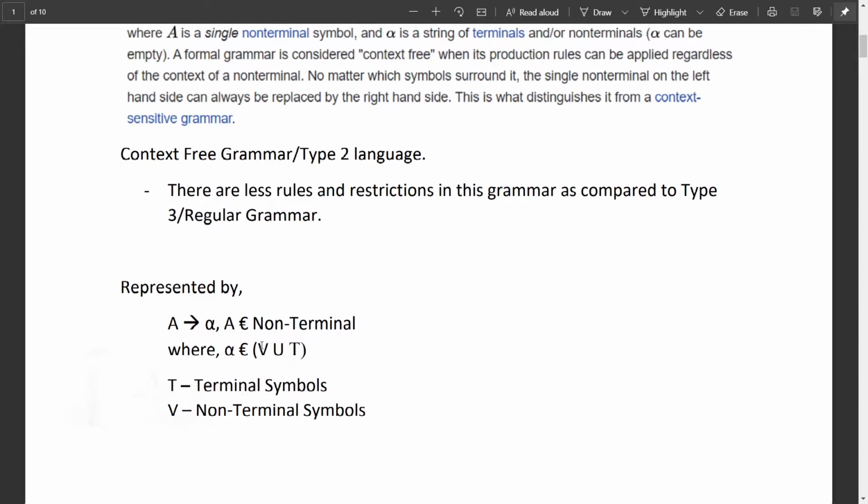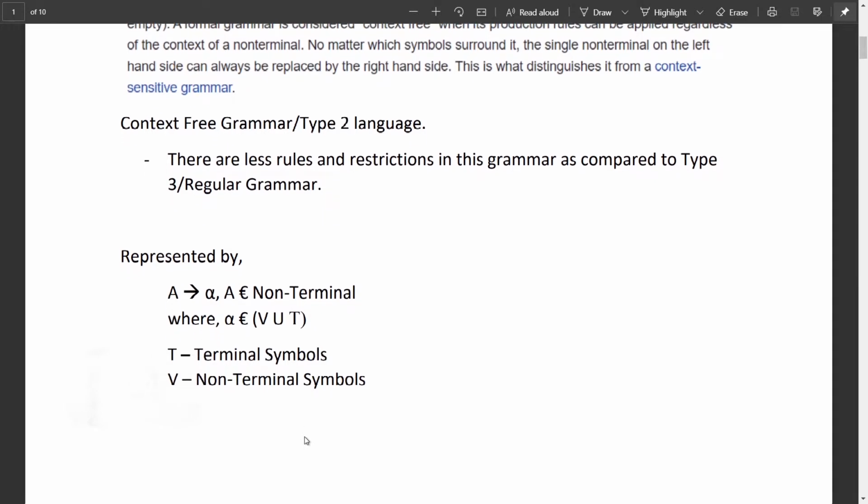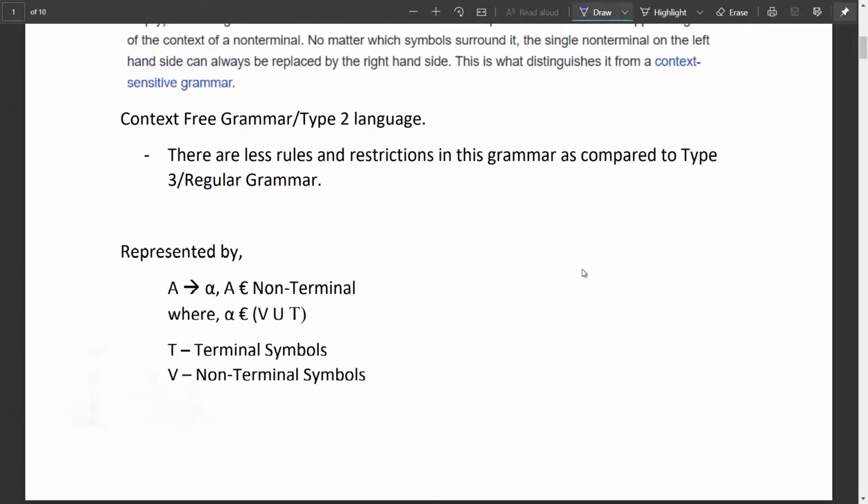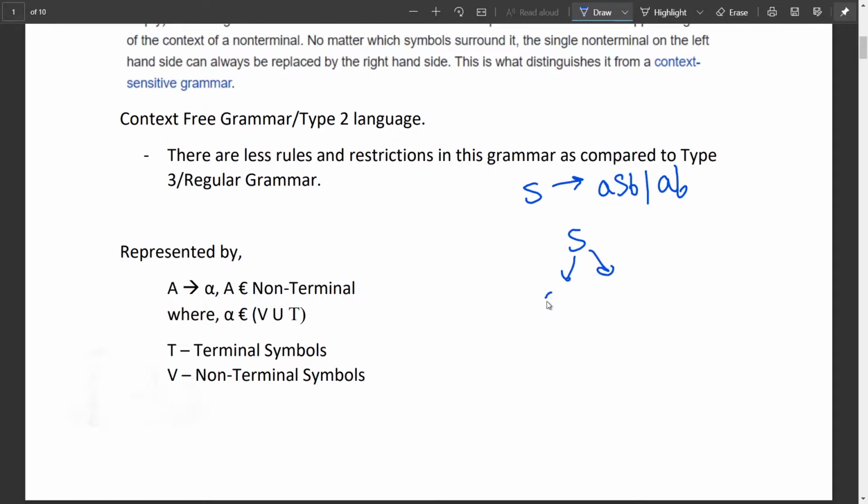You can see alpha belongs to V union T, where V is the non-terminal symbols and T are the terminal symbols. So what are these non-terminal and terminal symbols? I'll show you with an example. Consider that this is a particular language. This is a simple CFG. What happens if we try to expand it? We can get two possible results. Either we write just A and B, and these both are terminal symbols. Why? Because there is no further expansion possible.